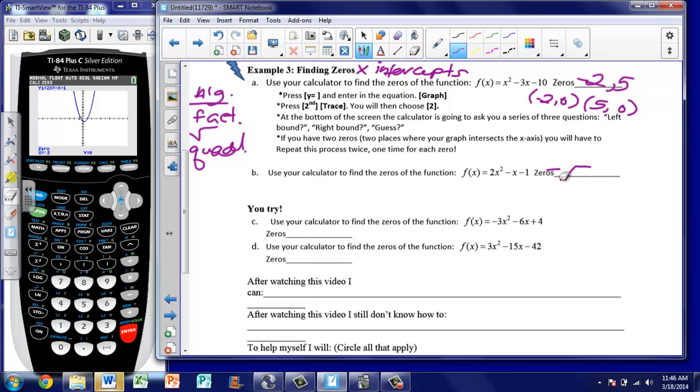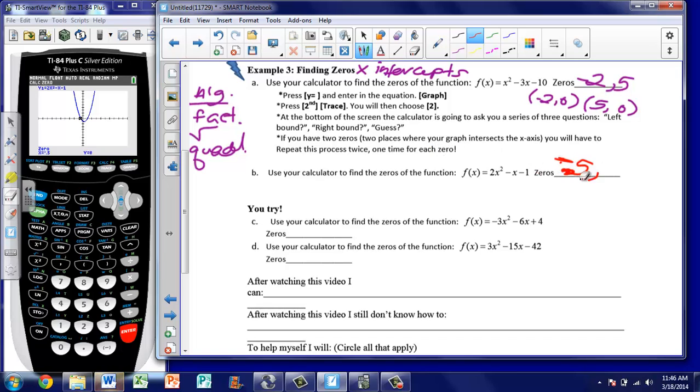Negative 0.5. Ooh, that's messy. Hold on, sorry. Let's try that again. So our first zero is negative 0.5, negative 0.5. Sorry about that, pen's not cooperating.